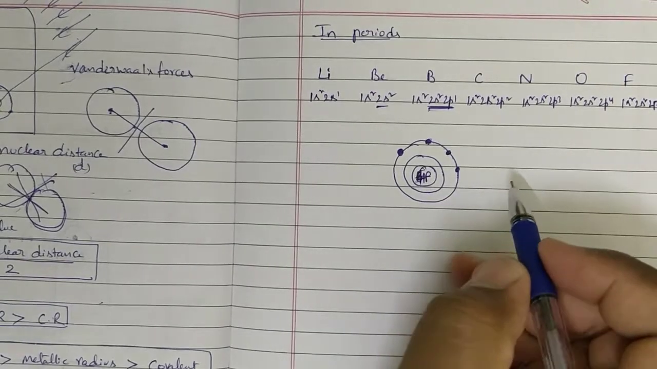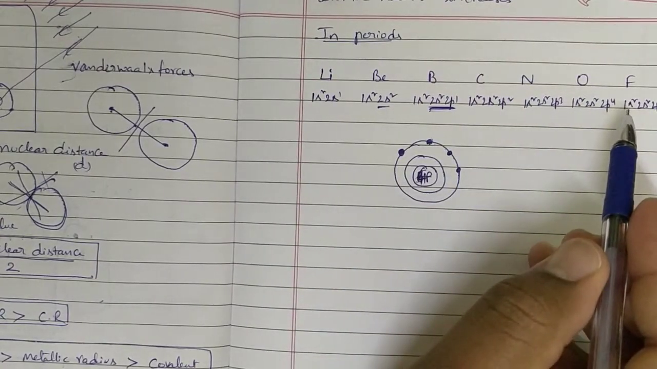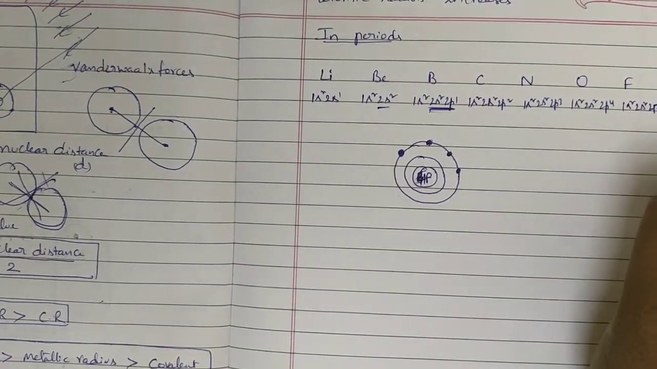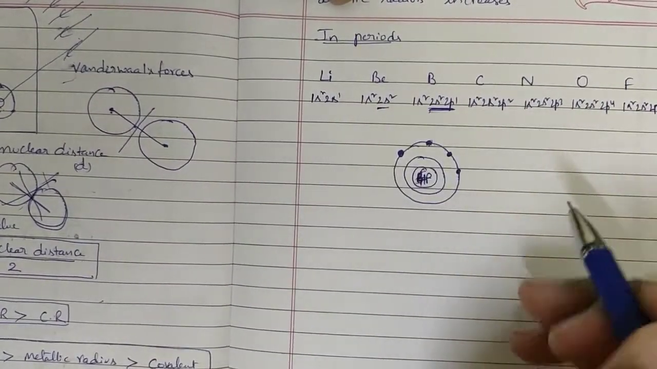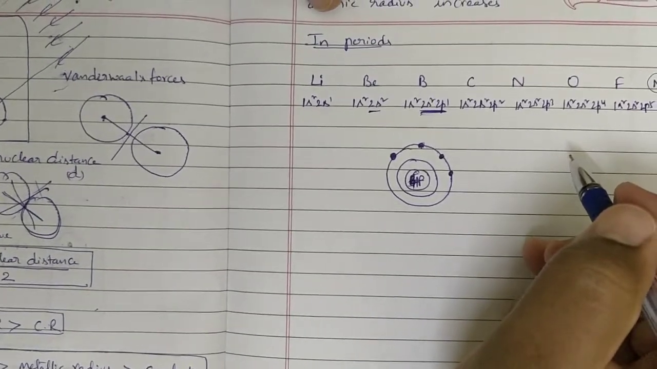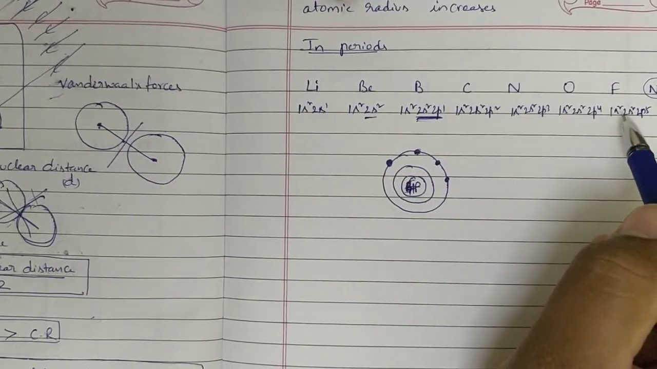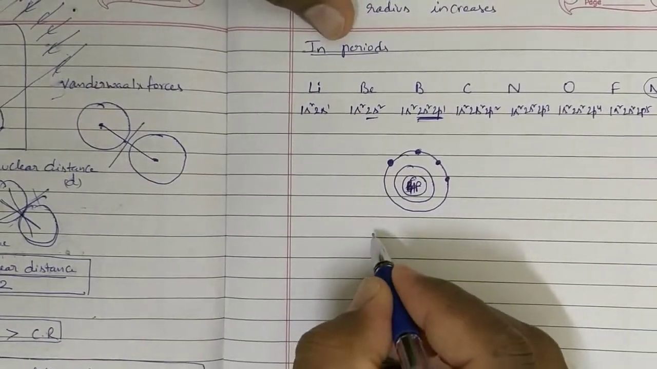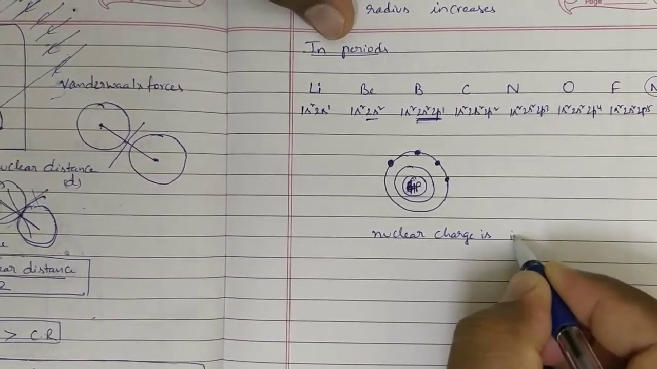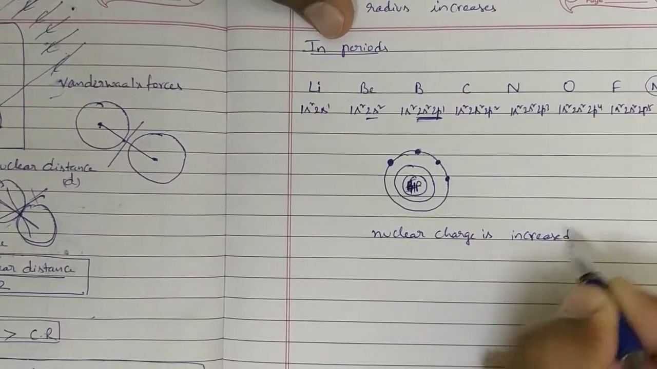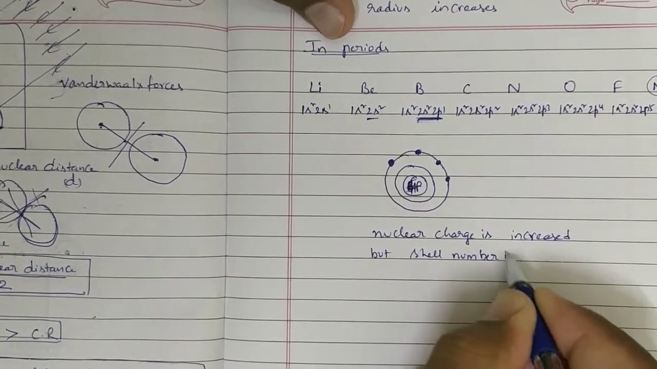I hope you are understanding, ma. Left to right, there is no change in shell number. Lithium to fluorine. Why didn't I write neon? You will understand later. See, lithium to fluorine, the shell number is the same only, the second shell. Electrons are entering into the second shell only. But lithium contains 3 protons, fluorine contains 9 protons. Means left to right, nuclear charge is increased, but shell number remained the same.